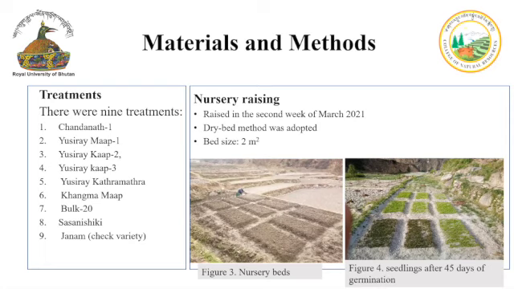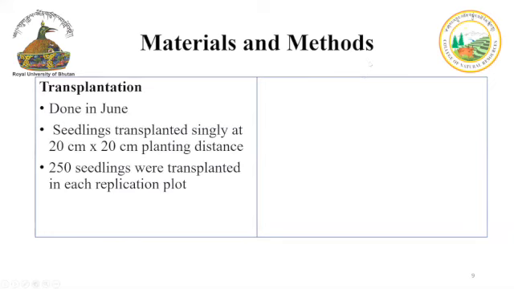So there were 9 treatments in total, including the standard check Janam, which had a long history of agroecological adaptation to the chosen study site. And the nursery raising was done in the 2nd week of March using a dry bed method. And the transplantation was done in June at plant to plant and row to row spacing of 20 centimeter distance. And there were 250 seedlings in total in each replication plot.